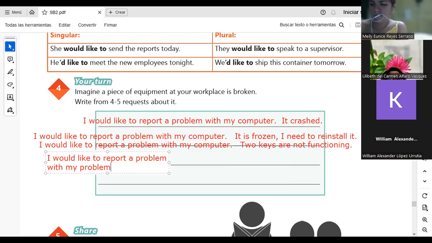With my, let's say, with my printer. Printing. Printer, sorry. Printer. Why have they come loose? Wires have come loose.